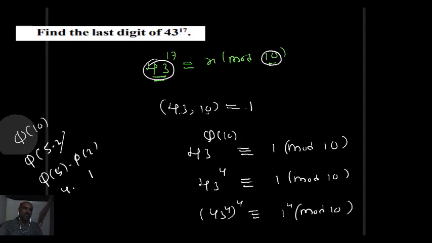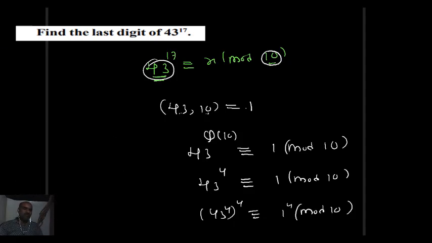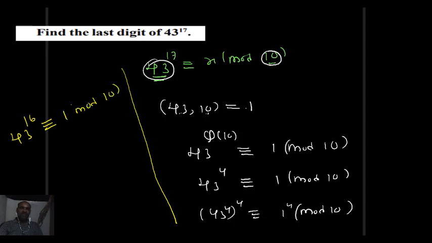Okay, I will write neatly now here. This is a very important concept. 43 power 16 is congruent to 1 modulo 10. Means 43 power 16 divided by 10 leaves remainder 1. Next, I want 43 power 17. I want to multiply by 43. Another way I can say that 43 is congruent to, 43 divided by 10, what is the remainder? 3 only, 3 modulo 10.